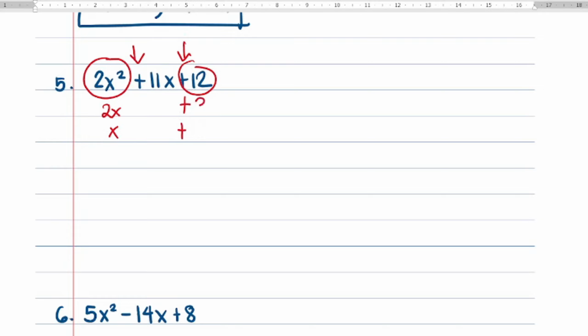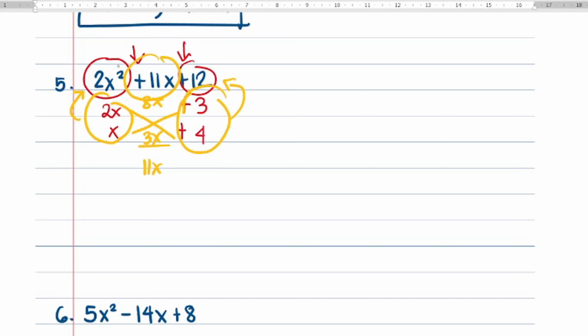Let's have positive 3 and positive 4. Sige na ha, 2x times x, that's 2x squared. Positive 3 times positive 4, that's positive 12. Now, it's time to recheck the middle term. 4 times 2x, that's 8x. 3 times x, that's 3x. Kung i-add na to, that's 11x, which is the same with our middle term. So, atong na-check, na-verify na nato, no? So, we have found the correct factor.